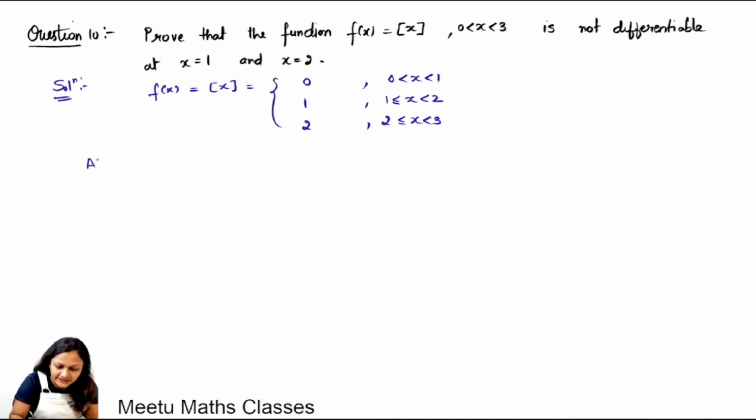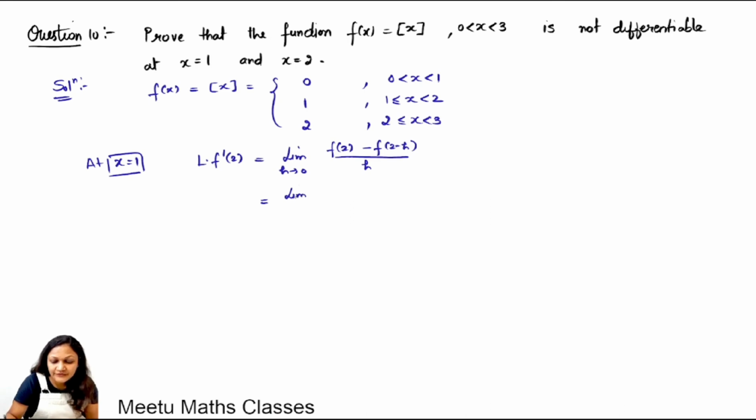Now we are going to calculate the left hand derivative at x equals 2, that is limit h tends to 0 of f(2) minus f(2 minus h) upon h. Now f(2) is, when x equals 2, your function definition is 2, and to the left of 2, your function definition is 1. So 1 upon 0 will give you, by direct substitution, infinity.